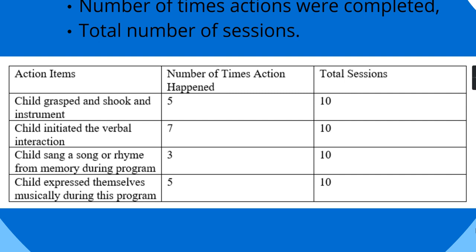Then, you'll want to put the total number of sessions that the action item could have been completed in the final column. Lastly, you'll want to write a small paragraph about the conclusions drawn from this evaluation. This is where you'll put if the action items happened continuously or increased over time, and have the opportunity to highlight more impactful results.